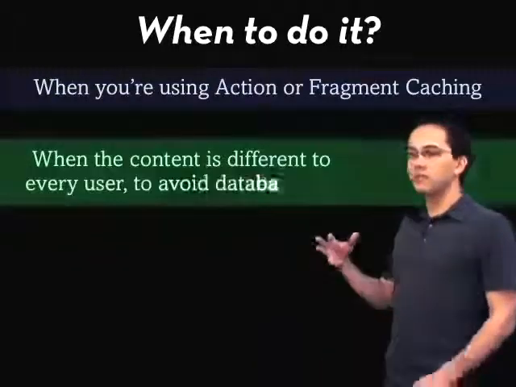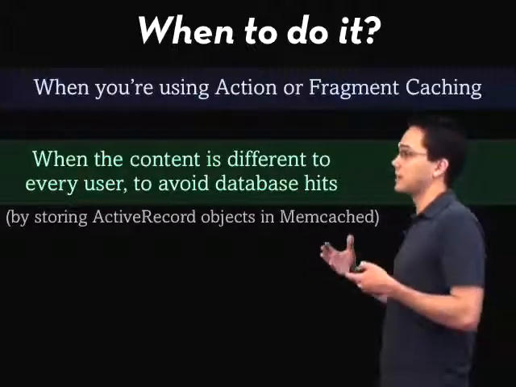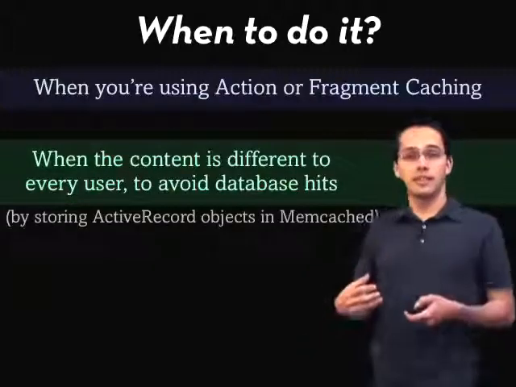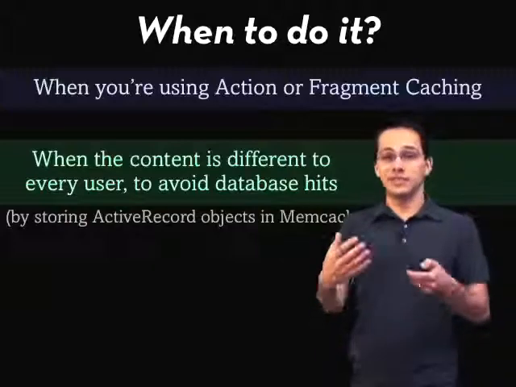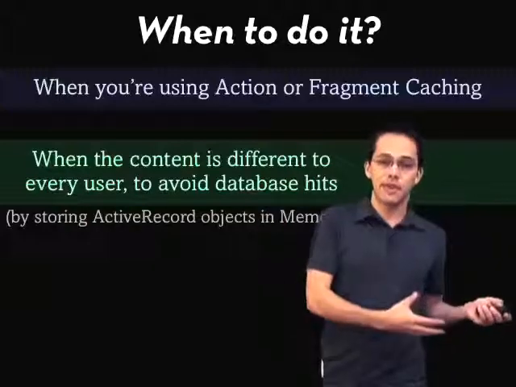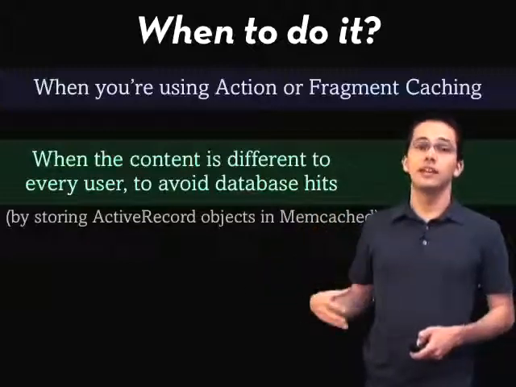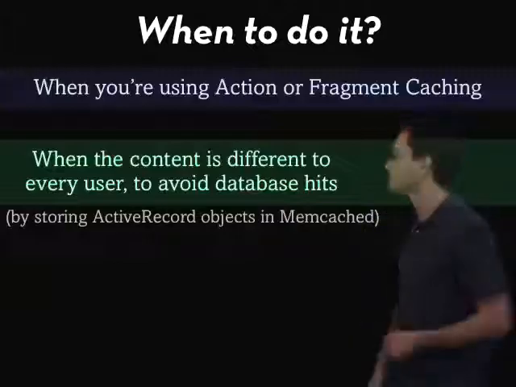You also want to use it when you're in a scenario like LiveJournal, right, where you want to store a bunch of ActiveRecord objects, maybe an array you pull out of the database. You want to avoid doing lots of database hits, so you take all of those ActiveRecord queries and store them in Memcached, so that the next request doesn't have to continuously hit the database. It can really lighten your database load.